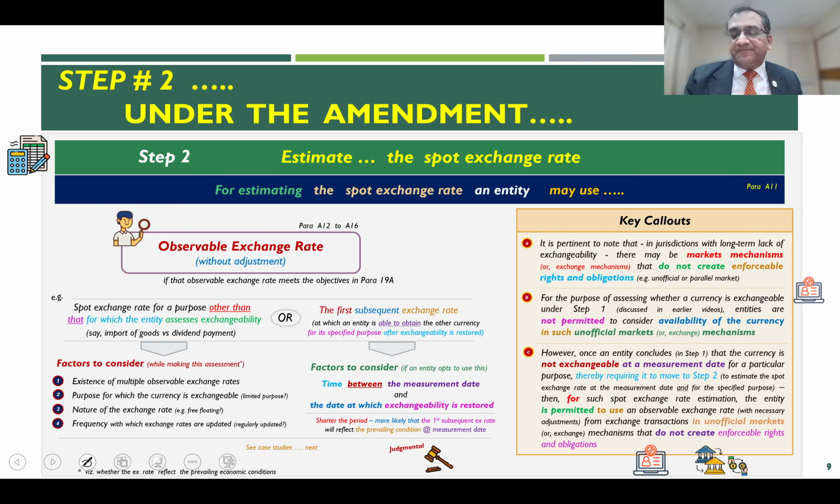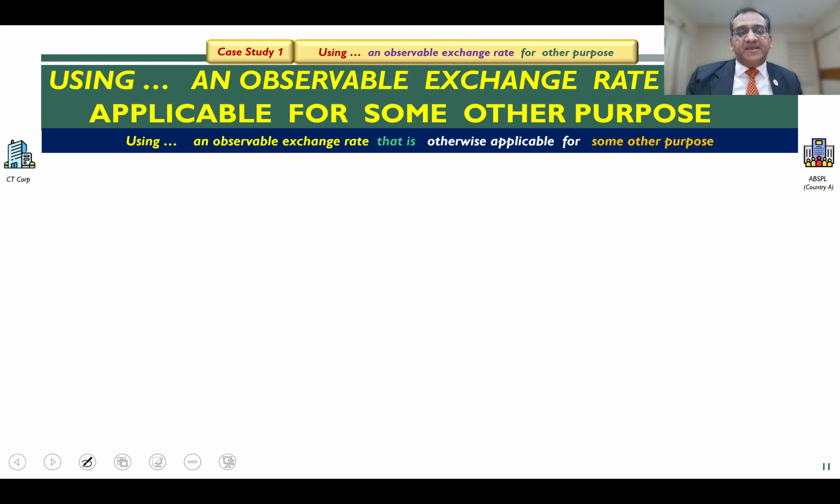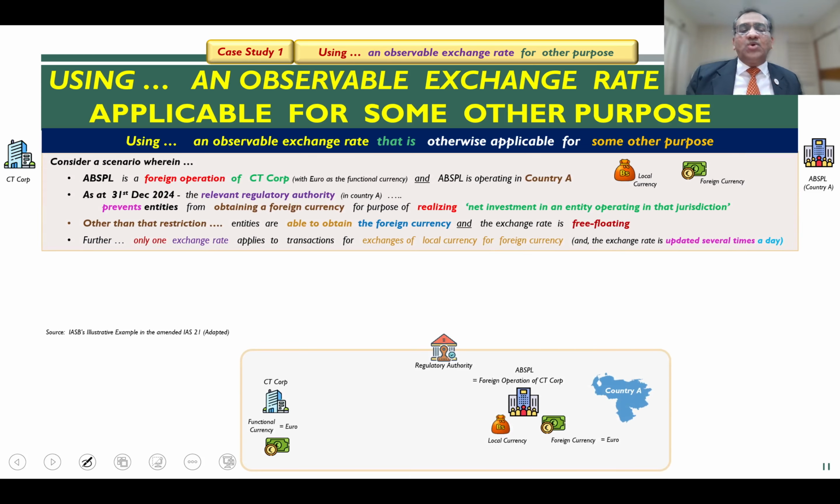Any other technique. So, let us look at some case studies to explain these concepts. Let's see first. Here you have a scenario. ABSPL is a foreign operation of Citicorp. Citicorp is the parent. This ABSPL is the foreign operation operating in country A.